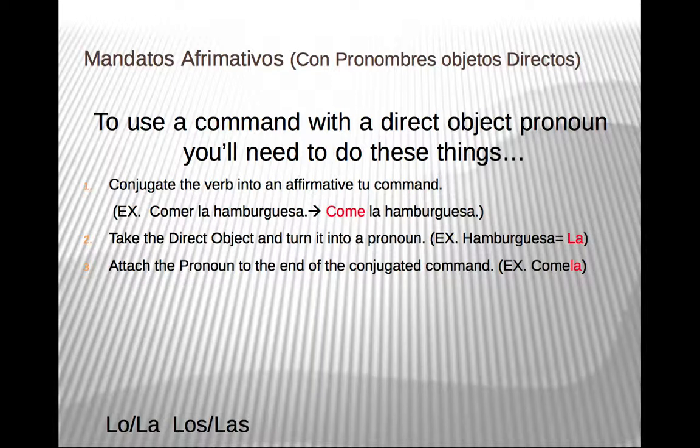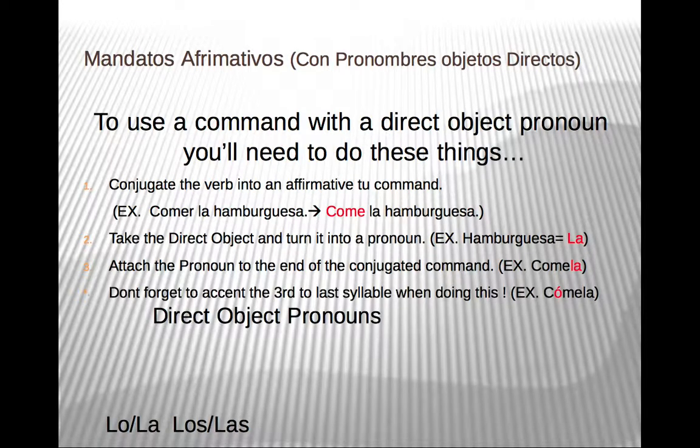Then you attach that la to the verb, so it becomes comela. The last thing to remember is to accent the third to last syllable again, just like with reflexive pronouns. You attach it to the end of the verb and accent the o: cómela. The verb is still always in the he, she form. The verb doesn't change. You take la hamburguesa, make it la, attach it to the end, and don't forget to accent the third to last syllable.